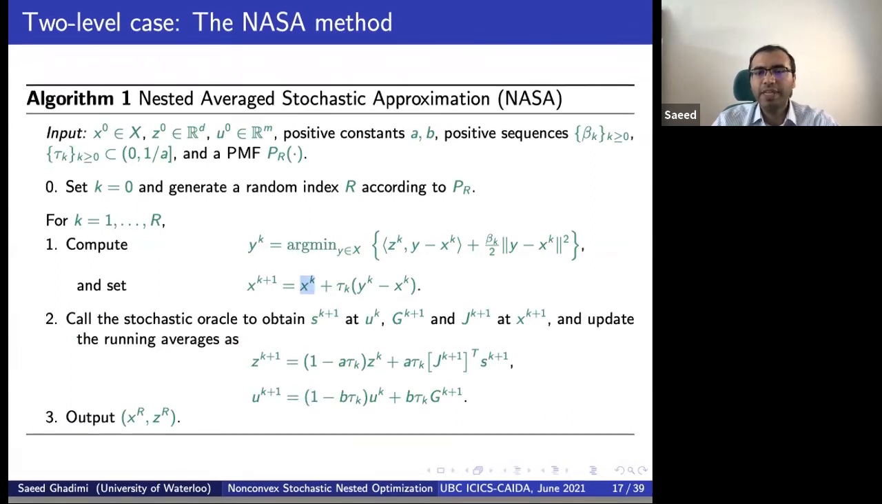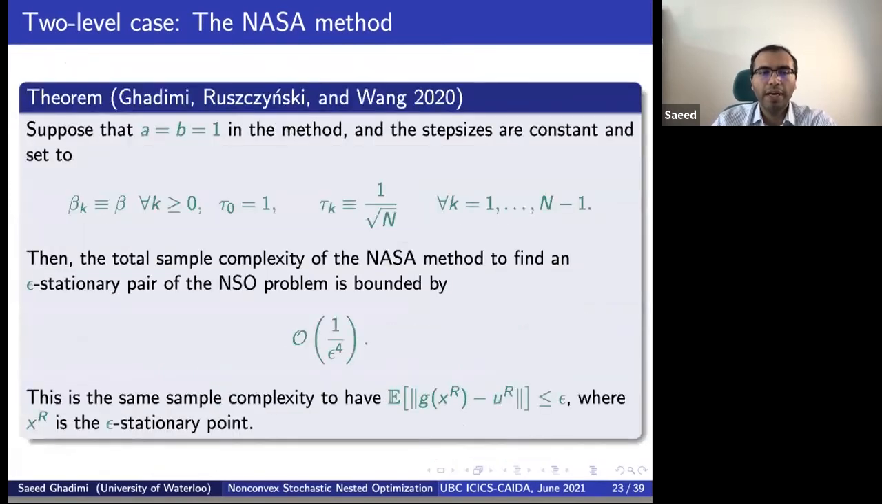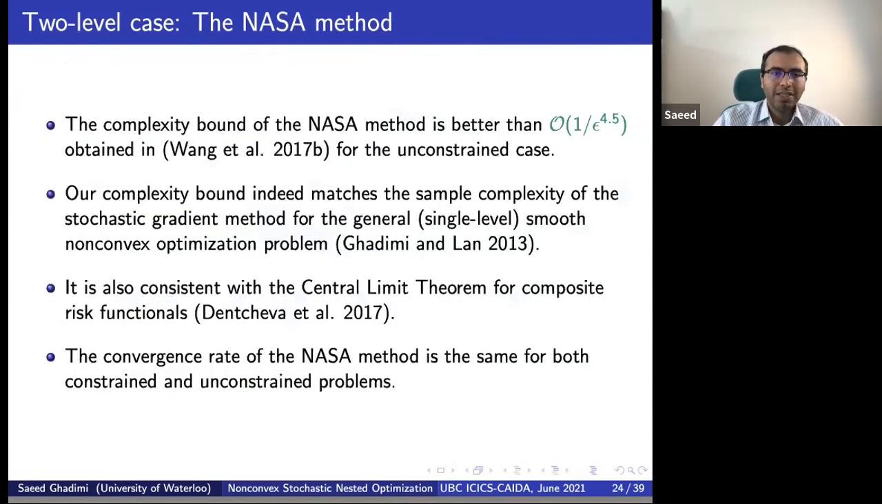Because of this, we can establish the same convergence result, for example, for the unconstrained case, for the gradient of the objective function and the value of the inner function. And in the constrained case, for the convergence of the V that we had. Now let's compare this result to the existing one.